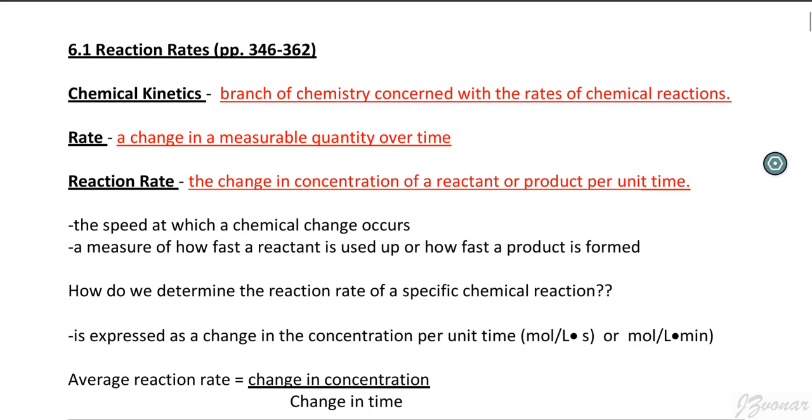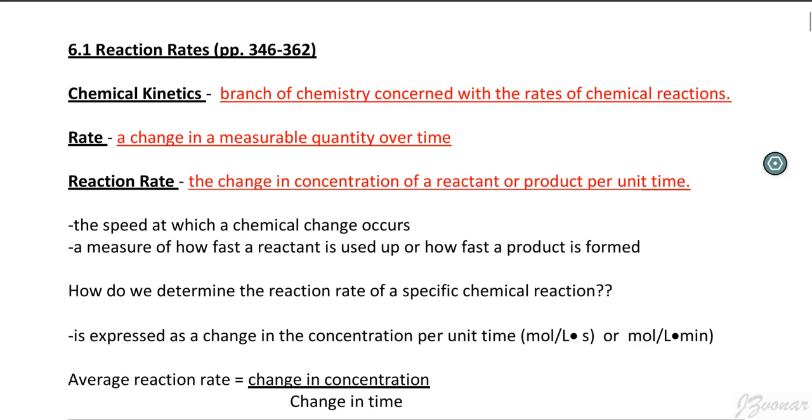So chemical kinetics, what we're going to be introduced to in this chapter, is a branch of chemistry that is concerned with the rates of chemical reactions. So we know that a rate is defined as a change in a measurable quantity that takes place over time. Thus, for a reaction rate, we tend to measure the concentration change of either the reactant or a product per unit time. Most often the times are going to be in seconds or minutes. So what we study here is the speed at which the reaction occurs. How fast is a reactant being used up, or how quickly a product is being formed.